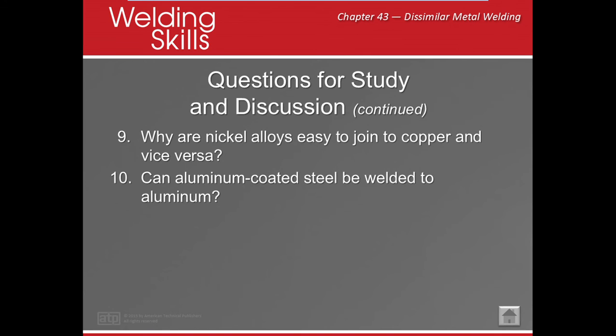So why are nickel alloys easy to join and vice versa? Well, nickel alloys can be welded to copper because they have mutual solubility. And solubility means what? They have some of the same components, okay? And it's easier for them to work together. So it's a lot fewer problems, okay? So can aluminum coated steel be welded to aluminum? One million dollar question. Well, it can be welded if the steel is first hot dip coated with aluminum. Okay, so it depends on how it's put on.